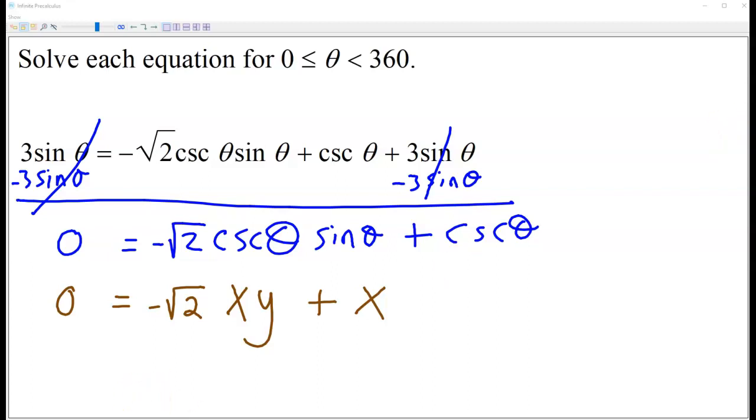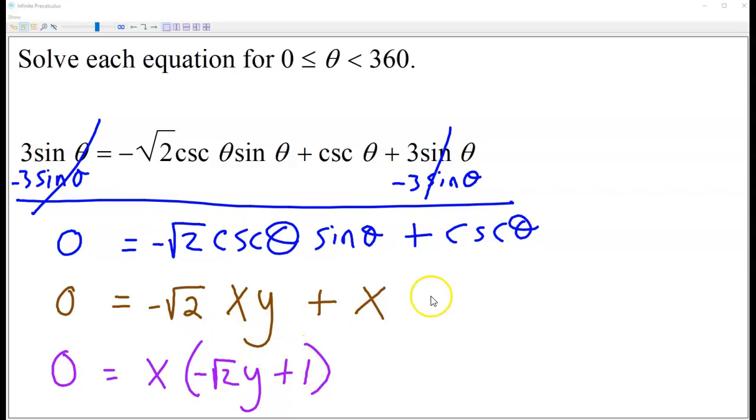Next step is to factor out what they have in common. They both have an x in common, so I take an x out, which leaves me with negative radical 2y here, and if I take x out of here, I'm left with 1. So there's that. And then we're going to replace the letters with the trig functions that they represent.